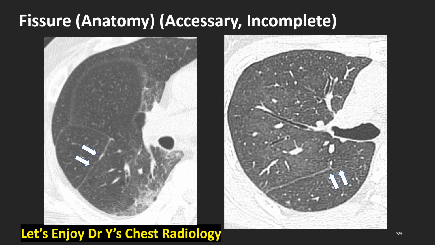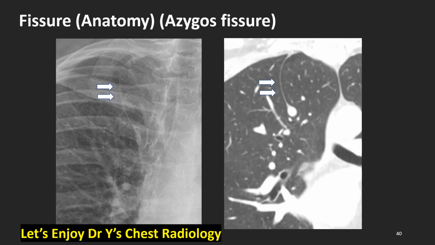Fissure anatomy, accessory and incomplete fissure. On your left side, arrows indicate accessory fissure. On your right side, arrows indicate incomplete fissure of right major fissure. Fissure anatomy, azygos fissure. Arrows indicate azygos fissure.